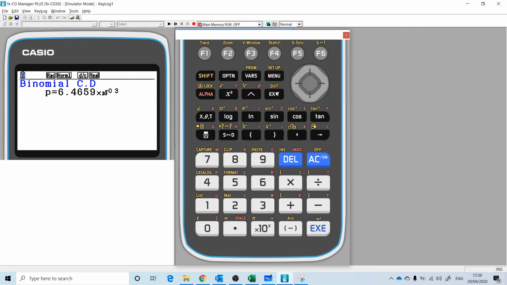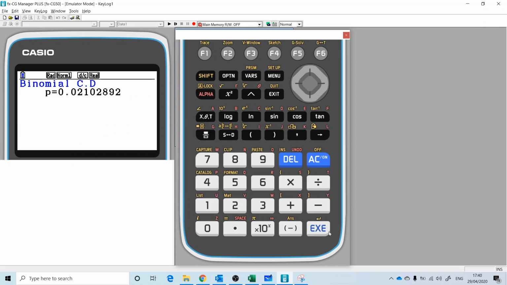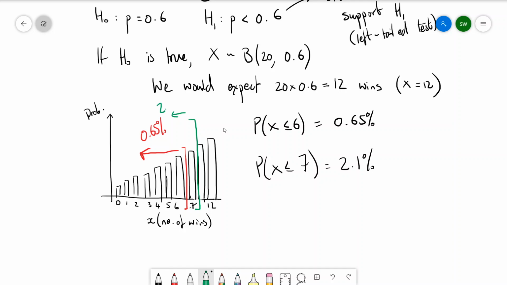If you just go to your calculator and change x to 7, you probably won't have lower as 0, you'll just have x is 7 in cumulative binomial, and you'll get 2.1%. So that's better. That means the critical region, to the left of 7 and including 7, has a probability of 2.1%. So we are still in the left 5%, which is good. Let's see if we can get closer to 5% without going over it. So let's try x is less than or equal to 8, make the critical region a little bit bigger.